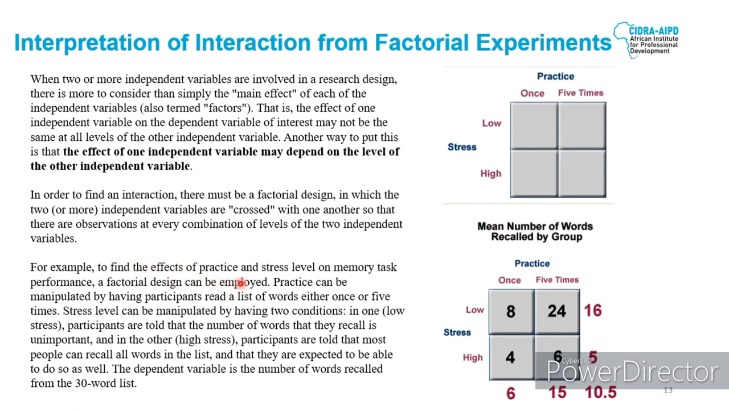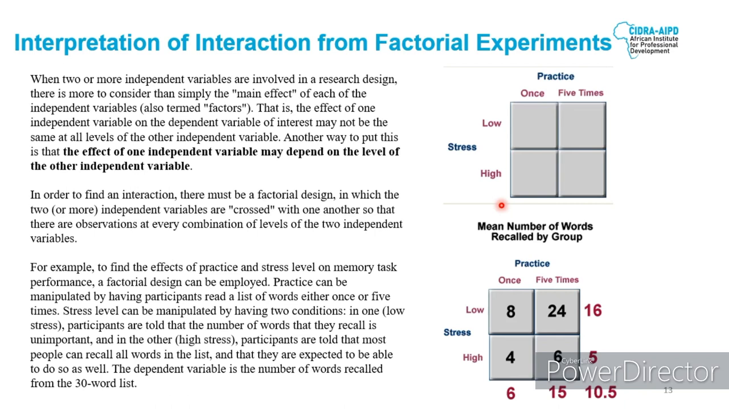Now let us consider this example. To find the effects of practice and stress level on memory task performance, a factorial design can be employed. Practice can be manipulated by having participants read a list of words either once or 5 times. Stress level can be manipulated by having 2 conditions. In one, low stress, participants are told that the number of words that they recall is unimportant. And in the other, which is high stress, participants are told that most people can recall all words in the list and that they are expected to be able to do so as well. The dependent variable is the number of words recalled from the 30-word list. So here we can see the factorial design with practice once and 5 times and stress level low and high.